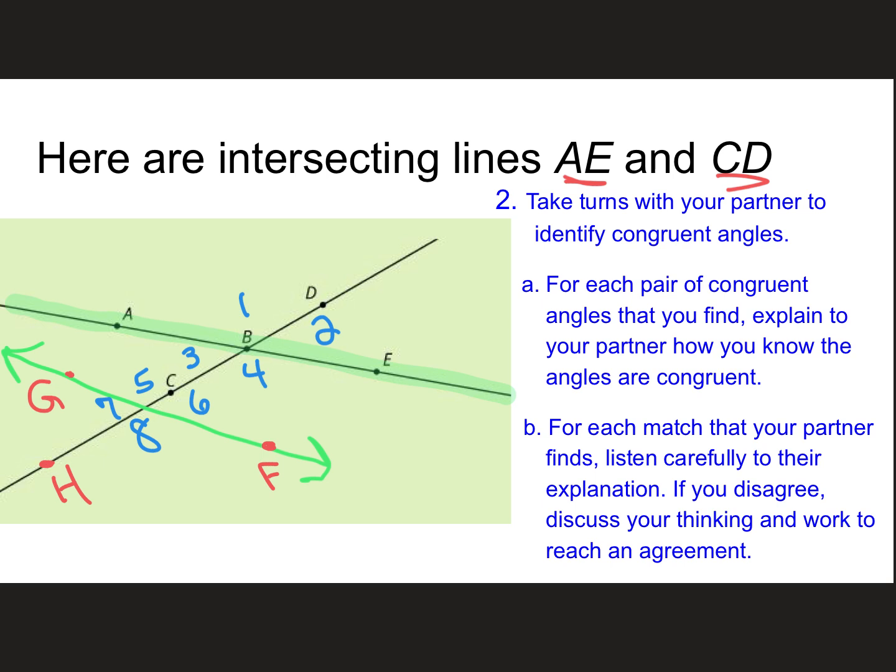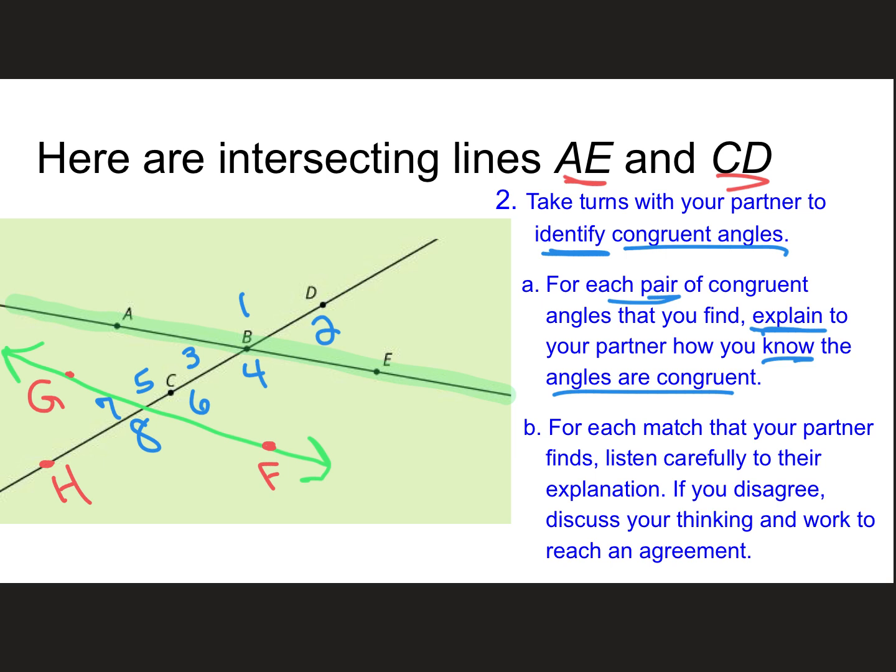So you're going to take turns with your partner. Look at the instructions here. You're going to take turns with your partner to identify which angles are congruent. You could use the numbers I gave, or you could name them using your ABD. I'd actually like you to use the ABD, but if you need to use the numbers, use the numbers. For each pair of congruent angles, you're going to explain how you know the angles are congruent.